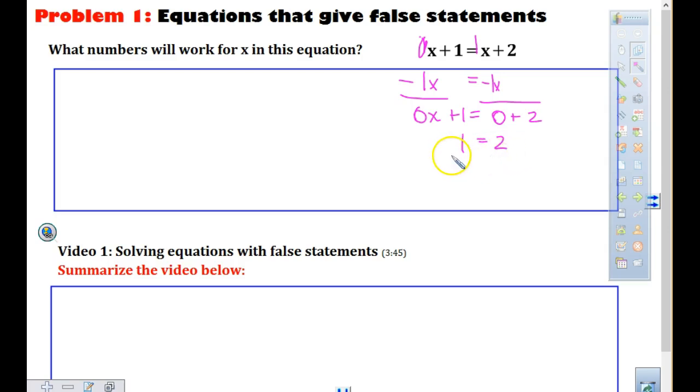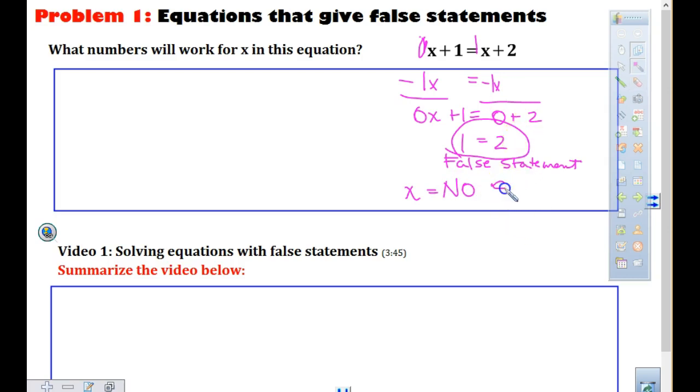True or false, Riley? 1 equals 2. Very false, right? 1 is not equal to 2. This is a false statement. And we're going to talk about what we do whenever we come up with a false statement. Now, when you get this false statement, we're going to put a special type of answer. But you still want to get down on your paper, I need to see that this came out wrong, that 1 does not equal 2. We know that. And then what you're going to write is that x is equal to no solution.